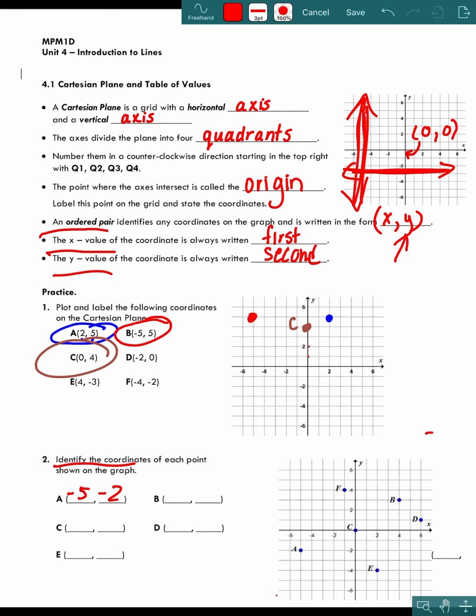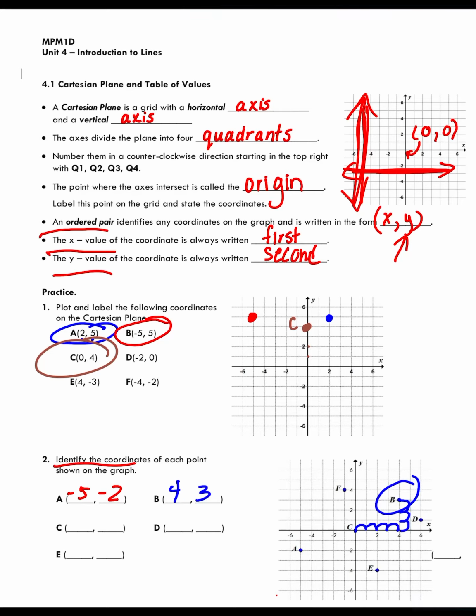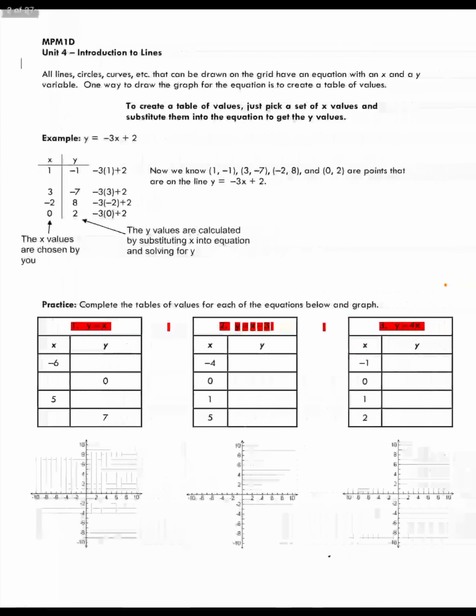Okay. When we look at B, the coordinates for B would be we're going to do the x value first. So we start at the origin and we go over 1, 2, 3, 4. So it's at 4. And then we're going to go up 1, 2, 3. All right, so that's the coordinates for B. So you can get the rest of these. The completed note is going to be posted, so you can fill them in.